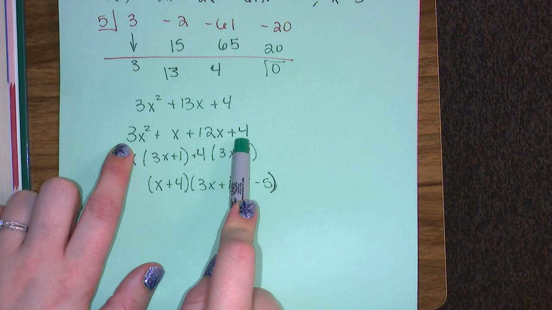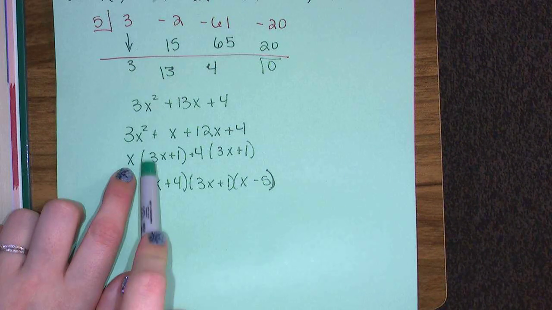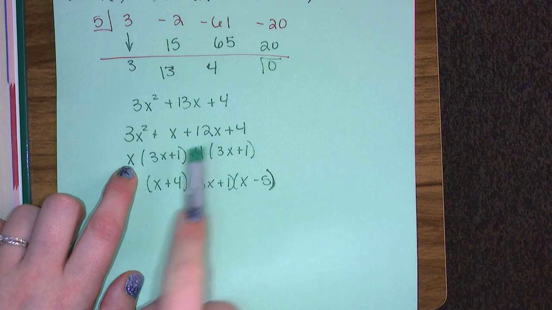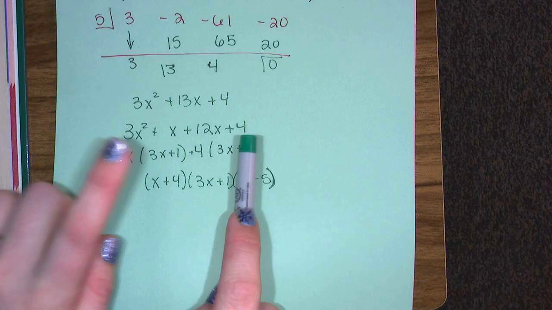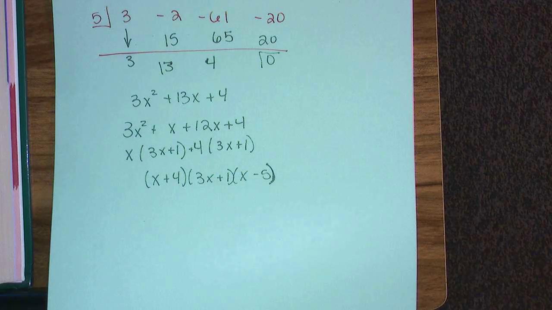So I pulled out an x here, so I was left with 3x plus 1. Over here I pulled out a 4, so I was left with 3x plus 1. Again, these have to match. If these don't match, it's not right. So then x plus 4 times 3x plus 1 times x minus 5.